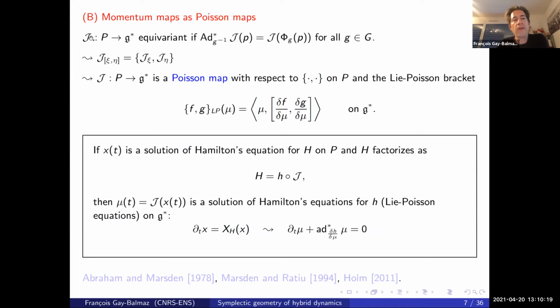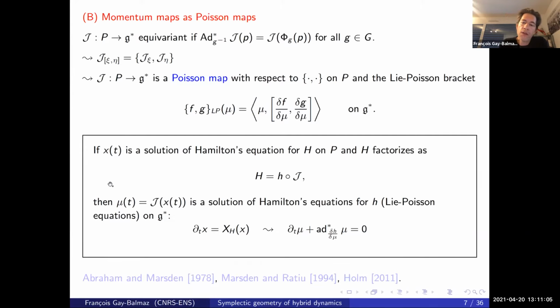So if this momentum map is equivariant, then it is a Poisson map. So it preserves the Poisson bracket from here to there. On the phase space, there is the Poisson bracket of the system. On G star, there is a canonical, maybe canonical is not a good word, there is an obvious Poisson bracket, a natural Poisson bracket, which is the Lie-Poisson bracket, which has this form. So F, G, the Poisson bracket of these two functions at some momentum mu in G star, is given by this formula. It's the pairing of the momentum mu with the Lie bracket of the derivatives of the functions.